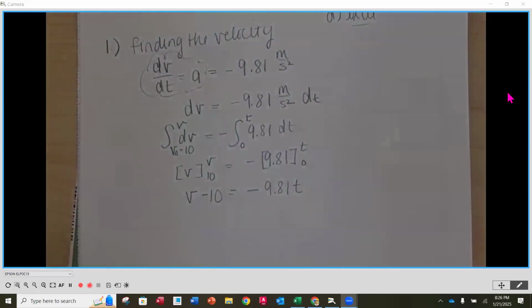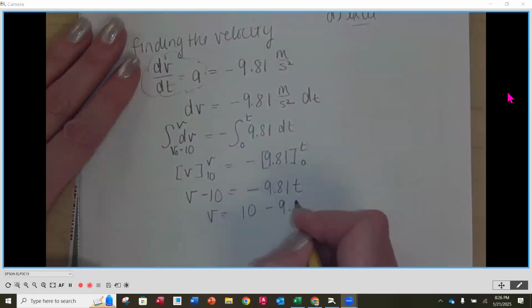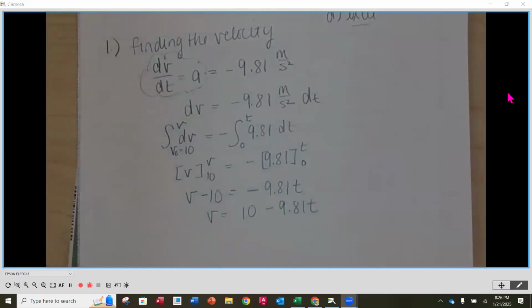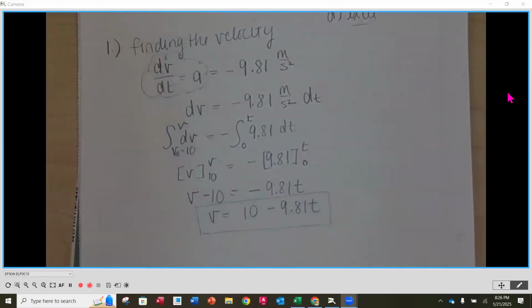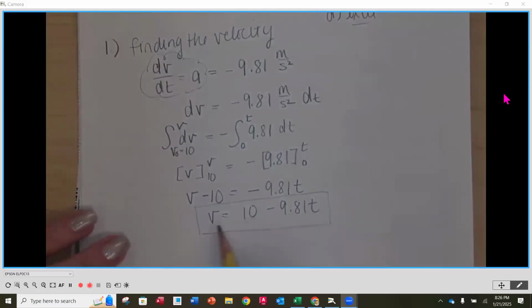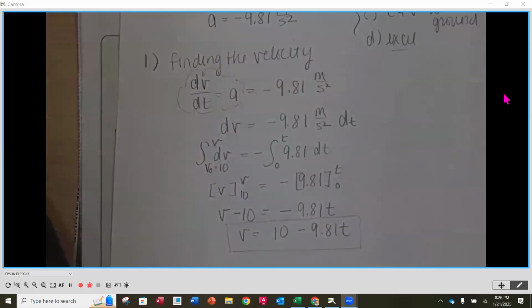So now solving for v, we're going to take the 10 and add it on the other side. So v is going to be equal to 10 minus 9.81 t. So that's, if you would, the equation for the velocity, right? Now I'm going to do the equation right away to determine the distance, okay? We're going to take this equation and integrate it in order to get the y value. I don't know if I have enough room here, so I'm going to grab another piece of paper.